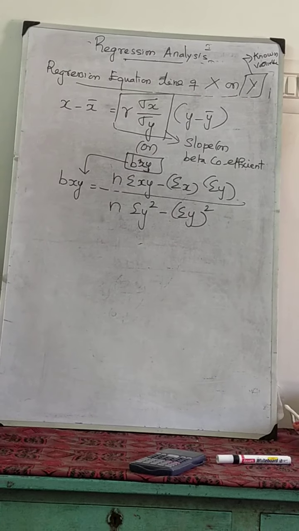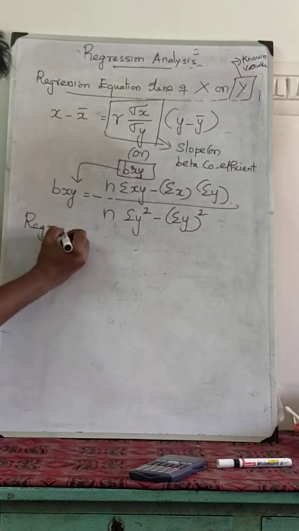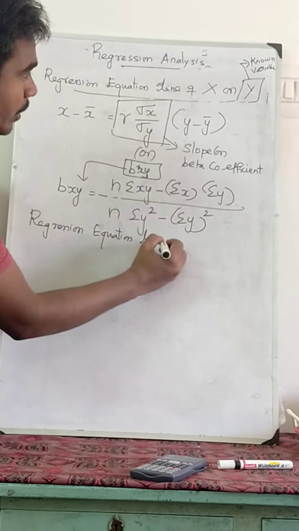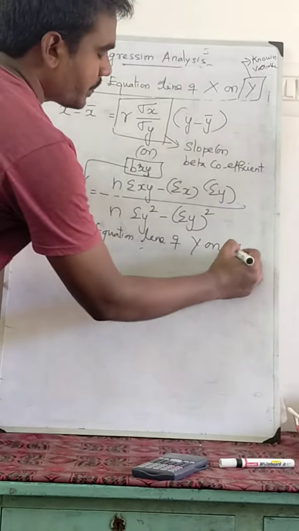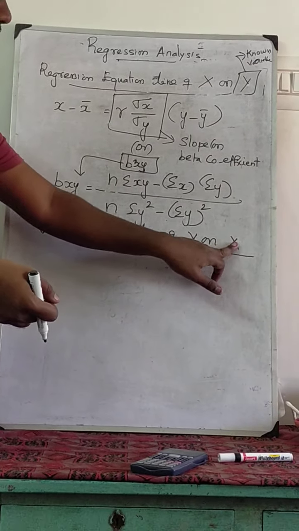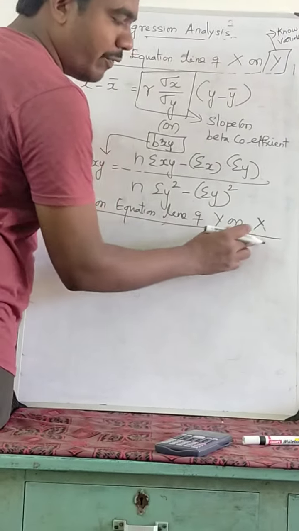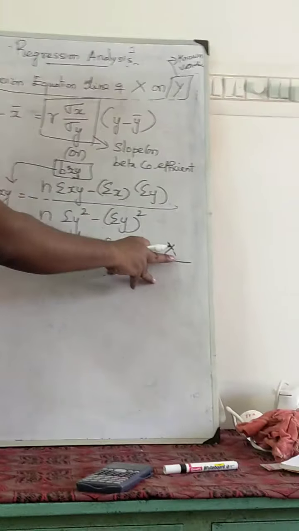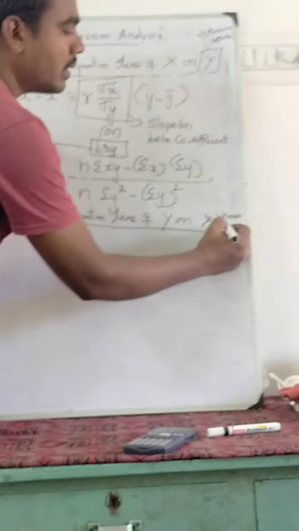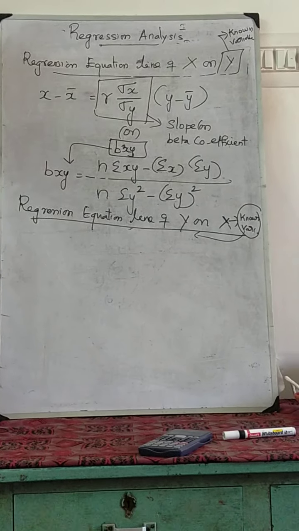Now what we have to do? We have to do it for the regression equation line of y on x. Y on x means x is independent and y is the dependent variable. Sometimes the value of x will be given in the problem. Now this is called the known variable. So by using this known variable, we are going to find out what will be the value of y.